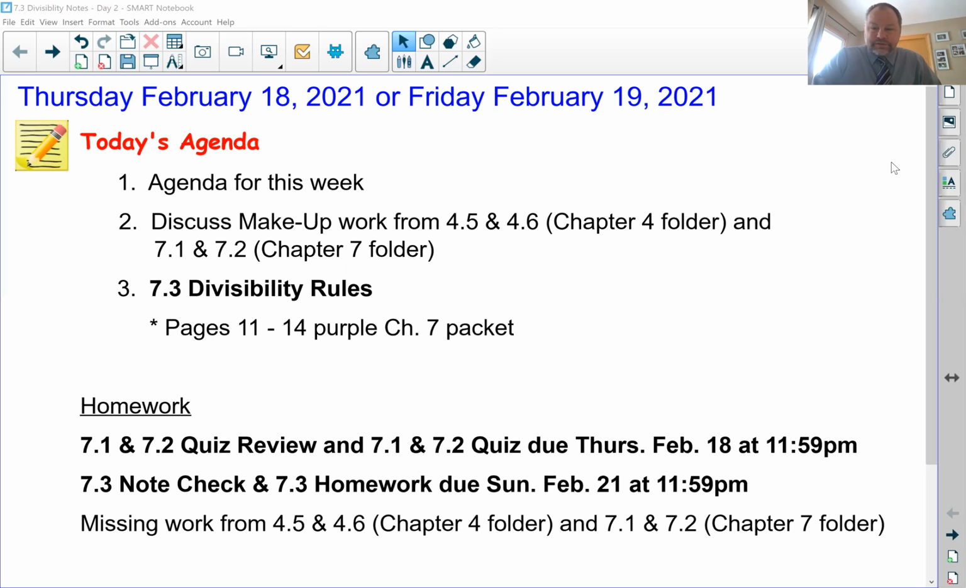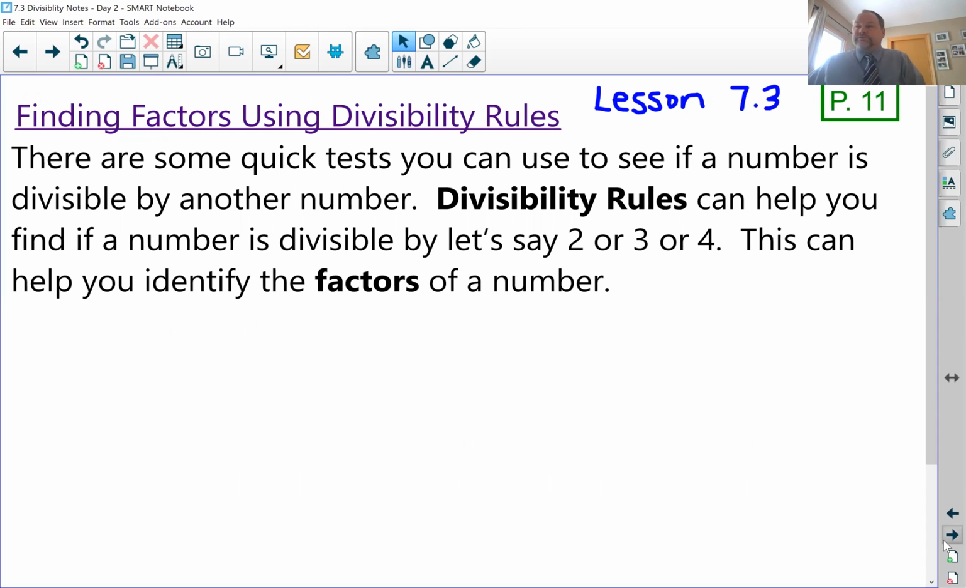So let's move into divisibility. This is page 11 in your packet if you have it. There are some quick tests you can use to see if a number is divisible by another number. Divisibility rules can help you find if a number is divisible, and the easy ones are 2 and 3. 5 is pretty easy, 10 is pretty easy. 4 has a rule that you can use, and we're just going to talk about those.